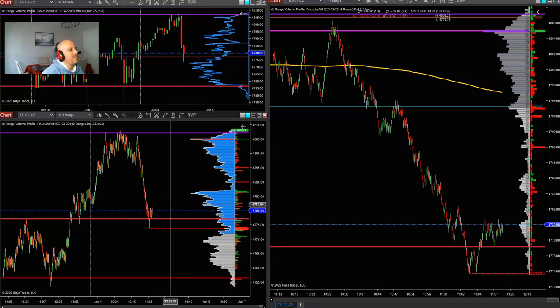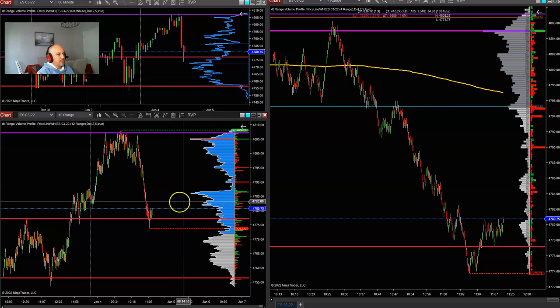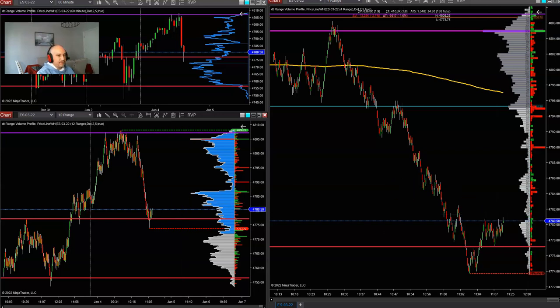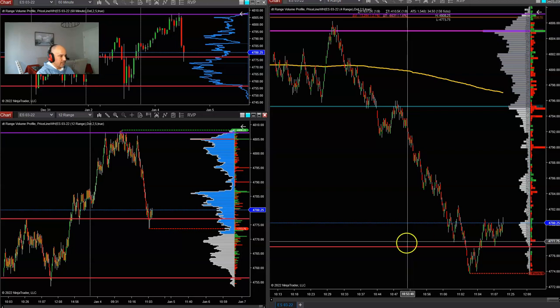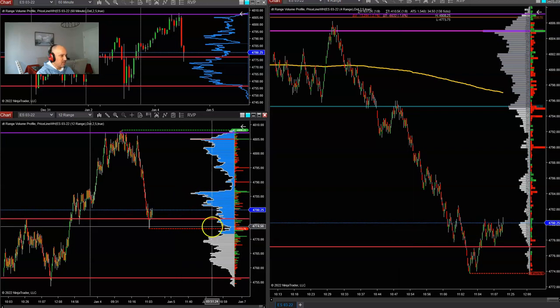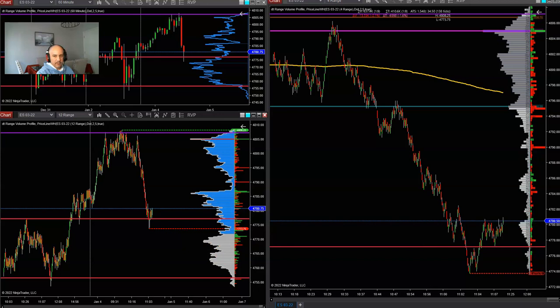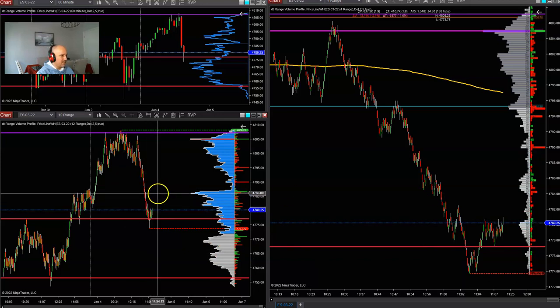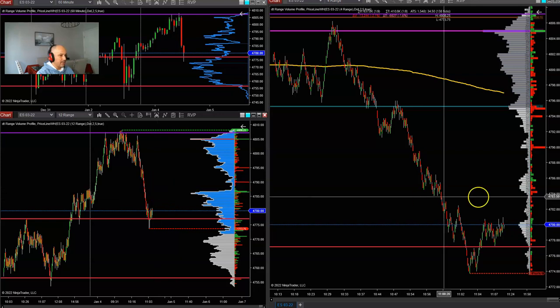I'm still waiting for price to break above, and then maybe look for an opportunity on the pullback. Okay, so it's trying to break above here. Let's see. We're in between this high volume area, this low volume area, this high volume area. So, if price can break above this area here, we'll come up and test this high volume area here and possibly push higher. We'll see.